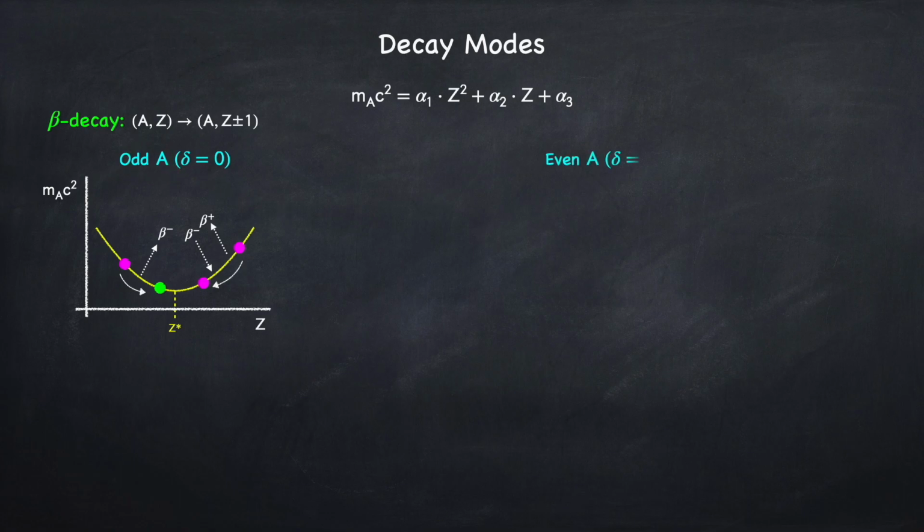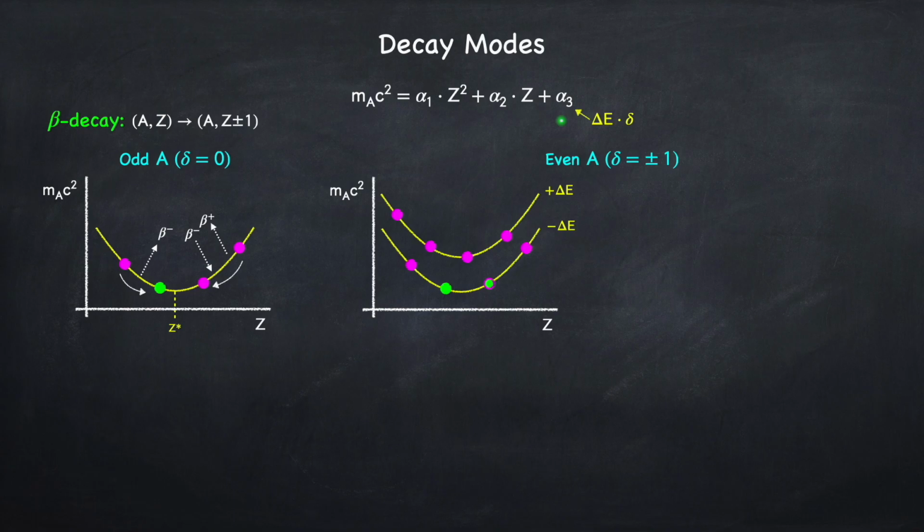Now, what if A is even? In this case, we have two possibilities. Delta can be plus or minus 1. Now remember that this magnetic coupling term does not depend on Z, so it's going to show up in alpha 3. Well, that just amounts to shifting the parabola up or down along the vertical axis. So in this case, we're going to have two parabolas, one corresponding to a positive delta E and one corresponding to a negative delta E.